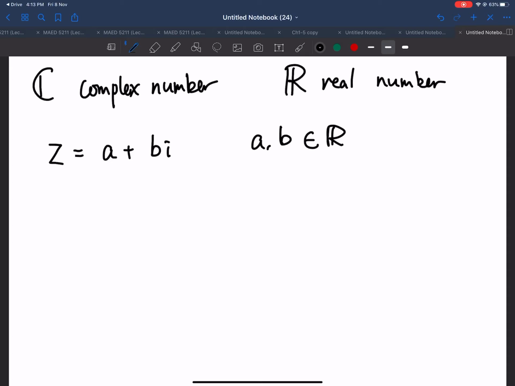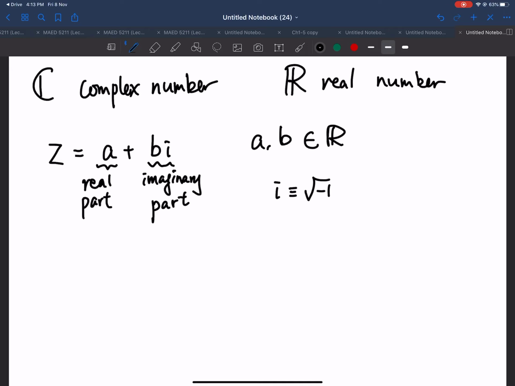And A, we call it A is the real part. And B times i, we call it the imaginary part. And you know for i, we define it as square root of -1. So this is the basic definition.